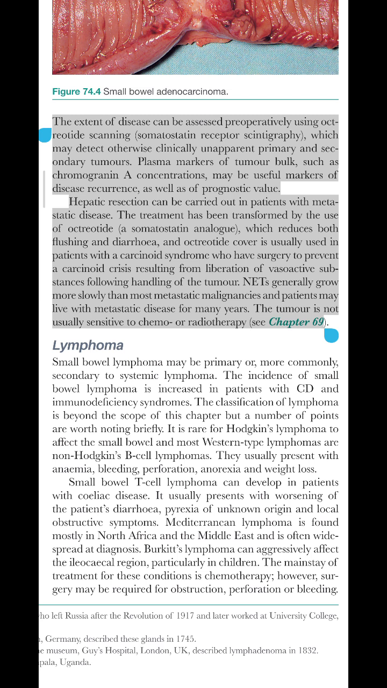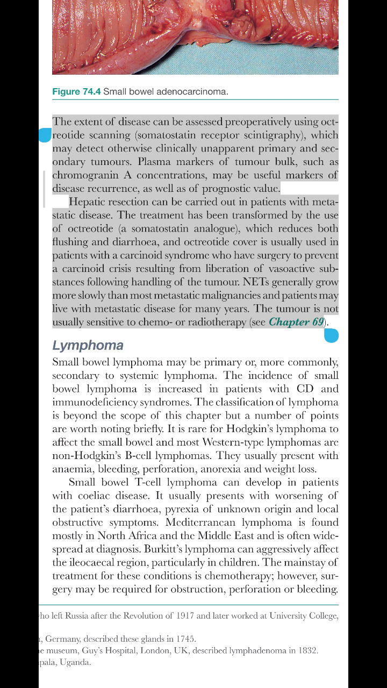The extent of disease can be assessed preoperatively using octreotide scanning, somatostatin receptor scintigraphy, which may detect otherwise clinically unapparent primary and secondary tumors. Plasma markers of tumor bulk, such as chromogranin A concentrations, may be useful markers of disease recurrence, as well as of prognostic value.